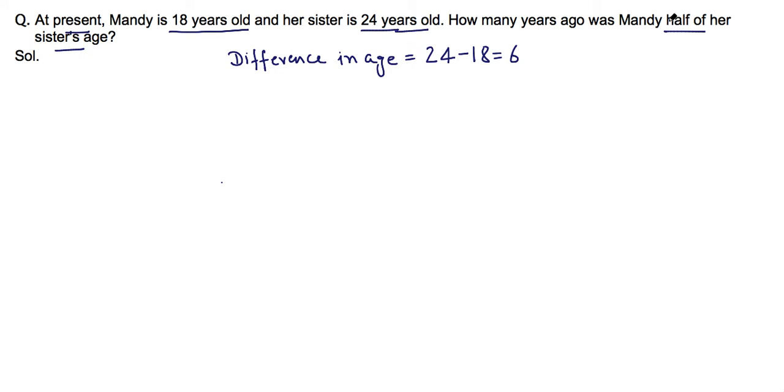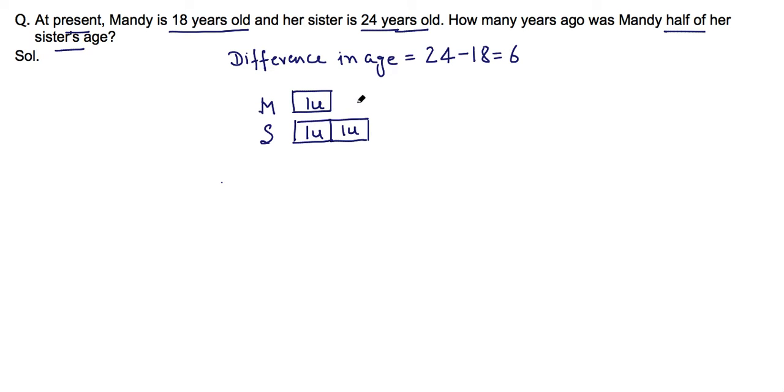Some years ago, Mandy was half of her sister's age. How can we represent it in the form of a model? If this is Mandy, then how old is her sister? Sister must be twice of Mandy. In other words, Mandy is half of her sister's age, because the sister is 2 units and Mandy is only 1 unit. So Mandy's age is half of her sister's age.